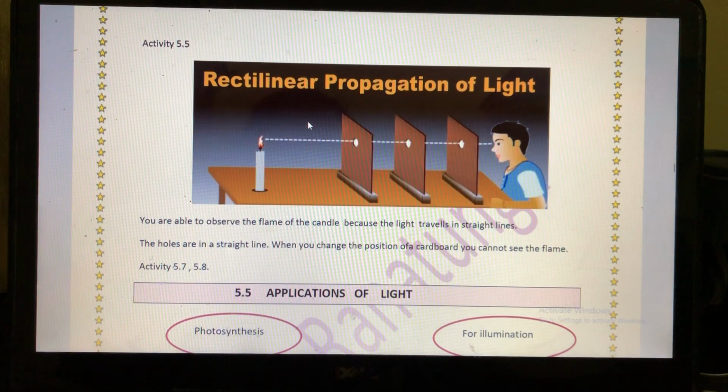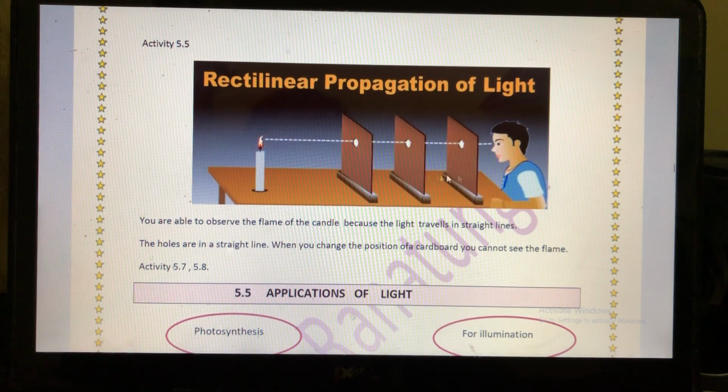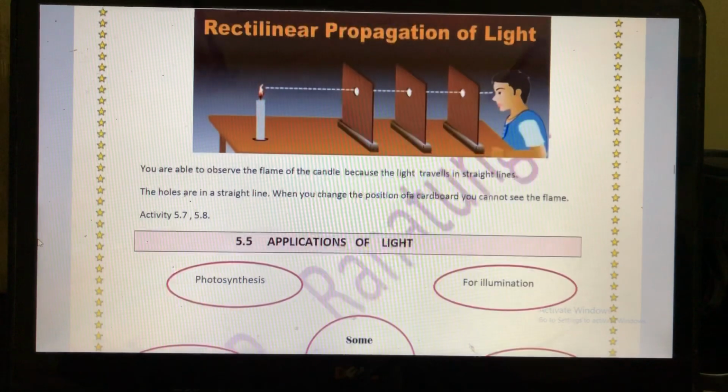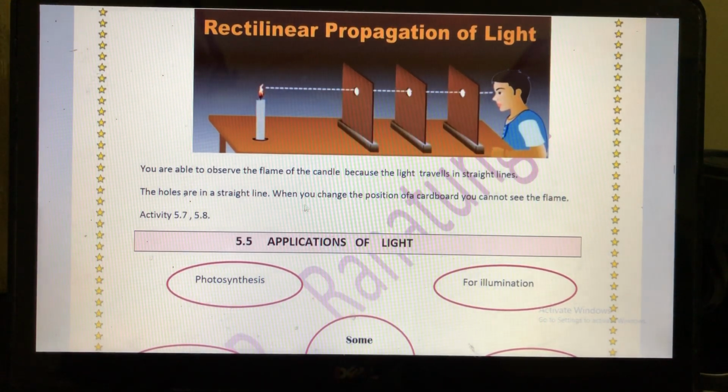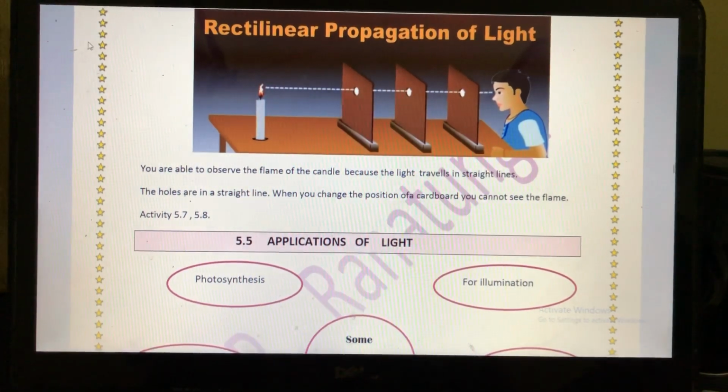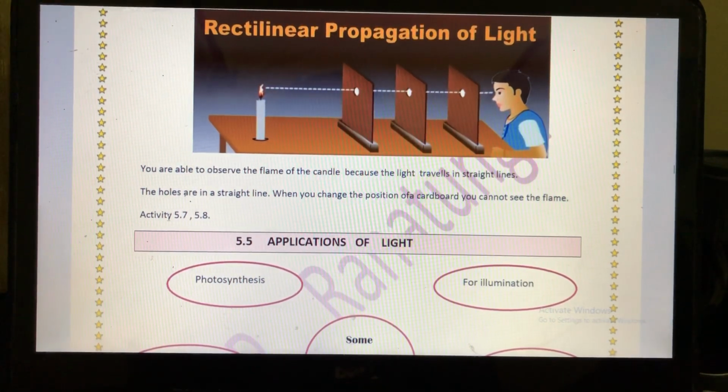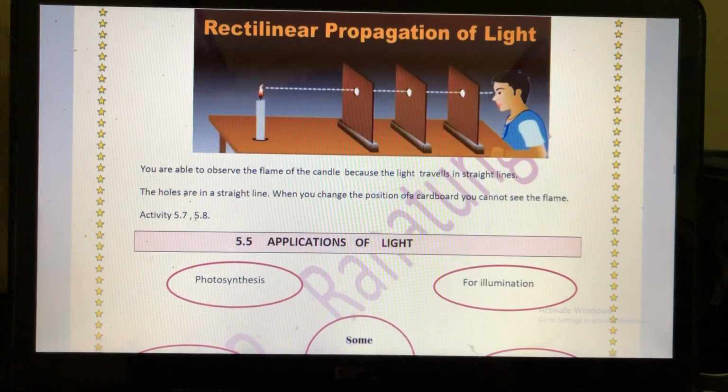Rectilinear propagation of light. Look at this picture clearly. You are able to observe the flame of the candle because the light travels in straight lines. Light travels in a straight line. The holes are in a straight line. When you change the position of a cardboard, you cannot see the flame. Then you can do activities 5.7 and 5.8 given in your textbook.